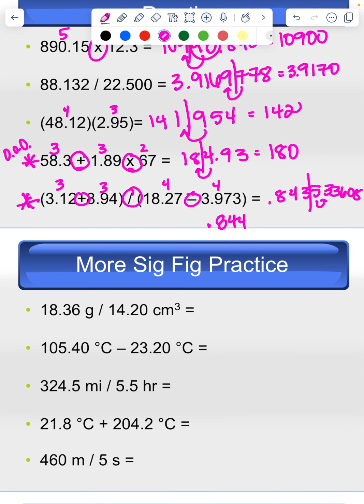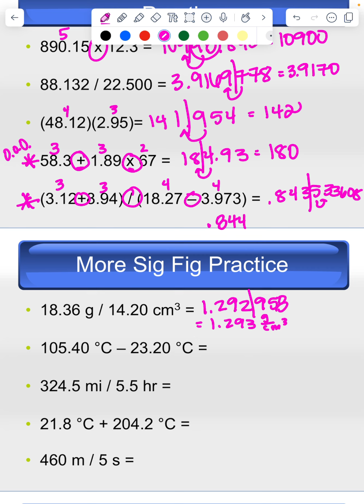All right, so this is kind of mixed, but we also have units in with these. All right, so we have 18.36 grams divided by 14.20 cubic centimeters. So that's going to give us a raw answer of 1.292958. Remember, we're dividing, so we want total number of sig figs or least number of sig figs. Both of these have 4. So we're going to cut it off after that 4th sig fig, which is going to give us 1.293, and our unit would be grams per cubic centimeter.